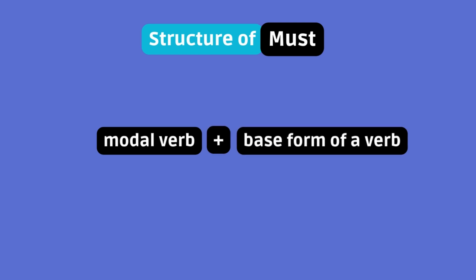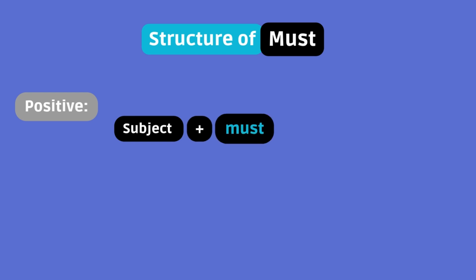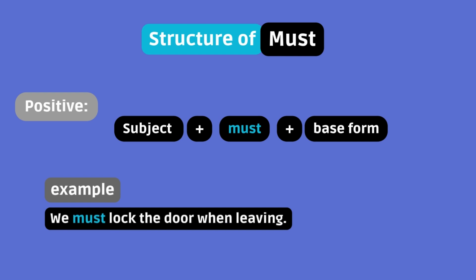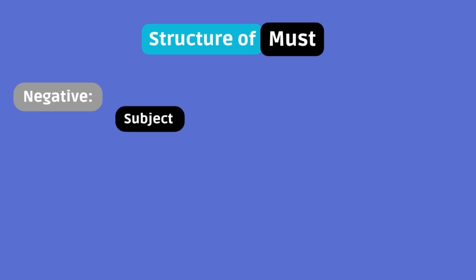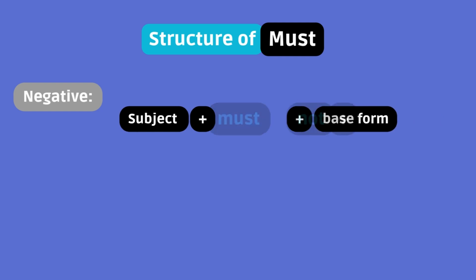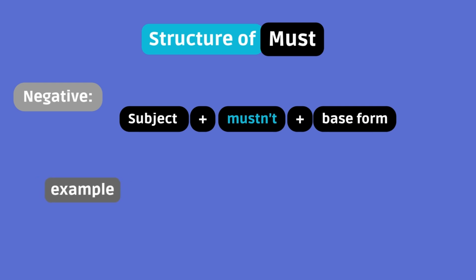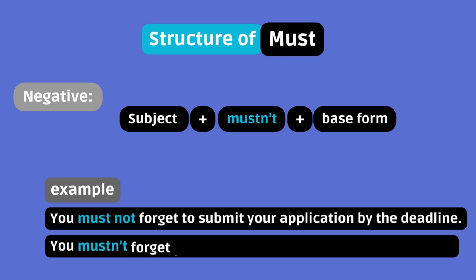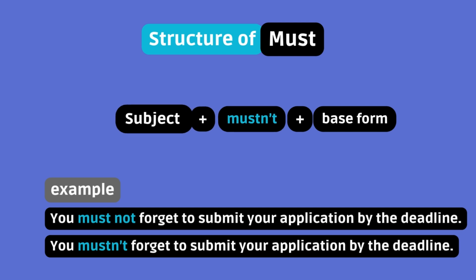Let's get started. Structure of must. Since must is a modal verb, it means it's followed by the base form of another verb. Let's look at different structures. Positive, subject plus must plus base form. Example, we must lock the door when leaving. Negative, subject plus must plus not plus base form, or the contraction, mustn't. Example, you must not forget to submit your application by the deadline. Or, you mustn't forget to submit your application by the deadline.